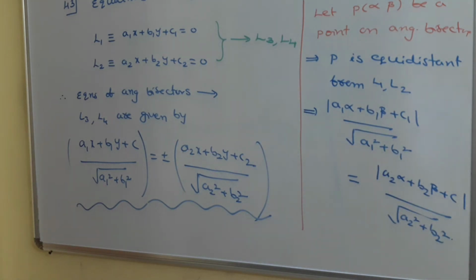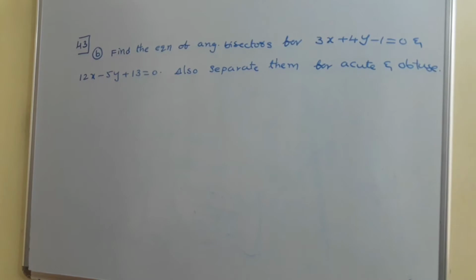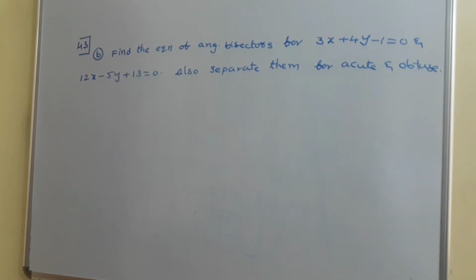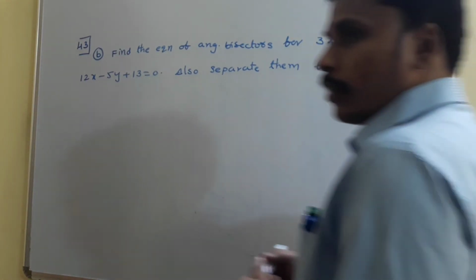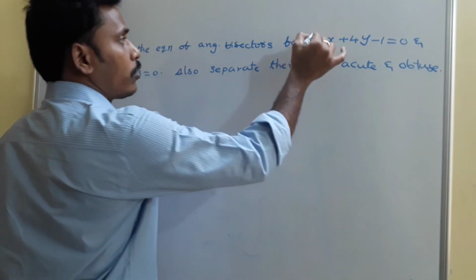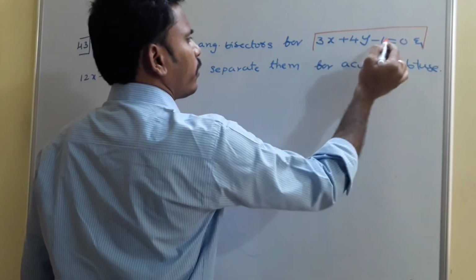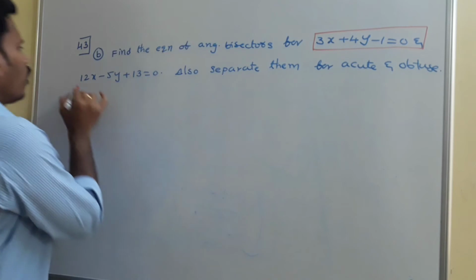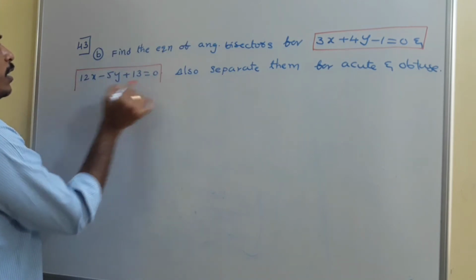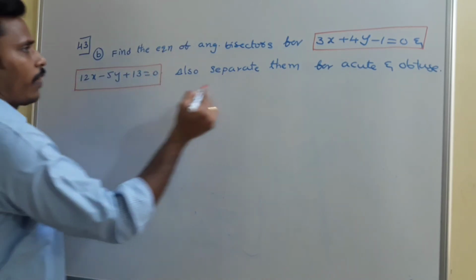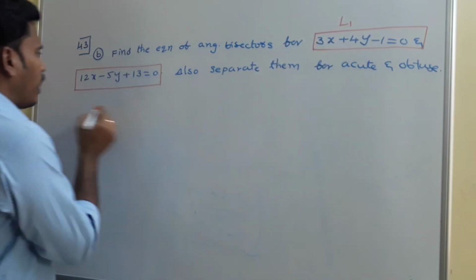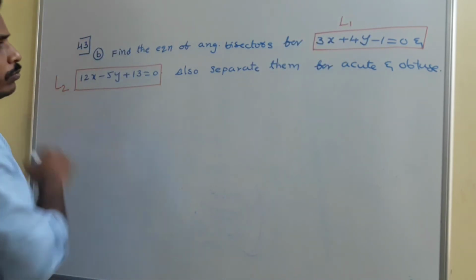The problem will give you much idea. Look there, two lines are given. What are those lines? 3x plus 4y minus 1 equals 0 is one line, and 12x minus 5y plus 13 equals 0 is another line. Let's call those lines L1 and L2.